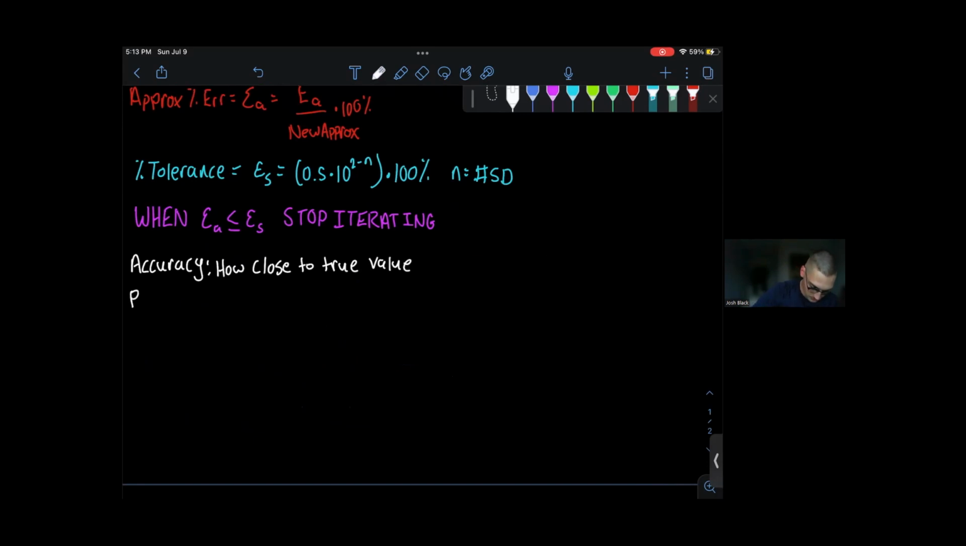And precision, which is a little bit more important in this course, is a measure of how exact our answer is, or how many times we can repeat and regain a certain answer using our solution.